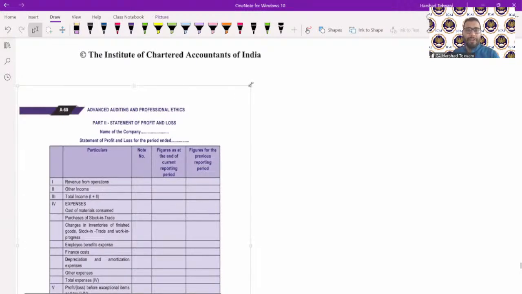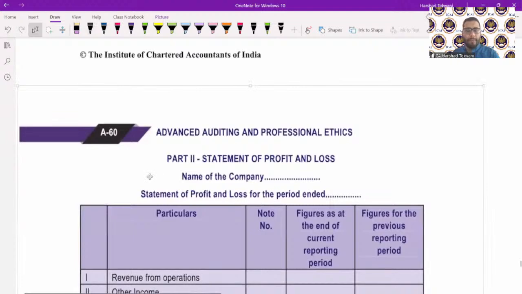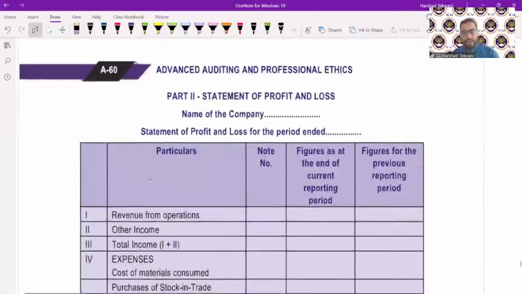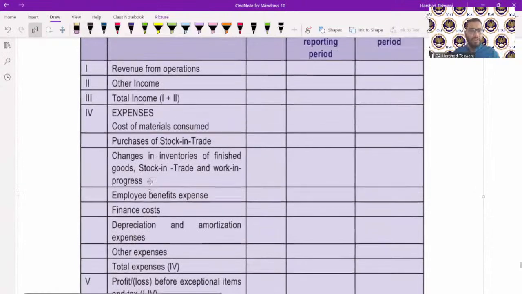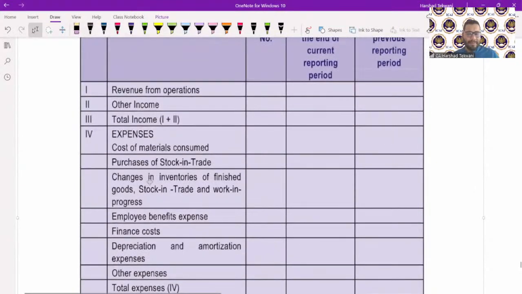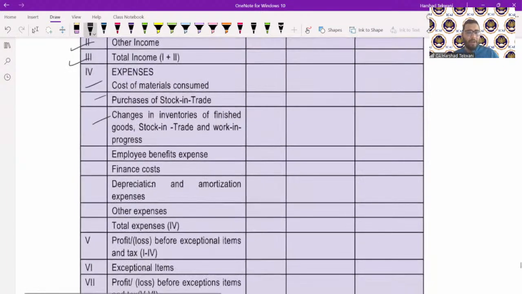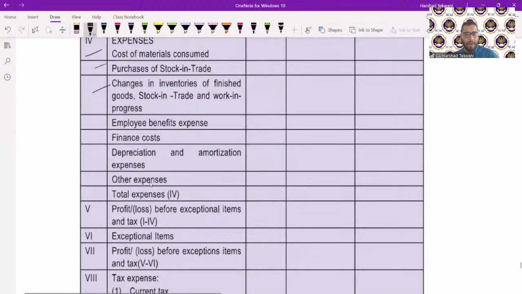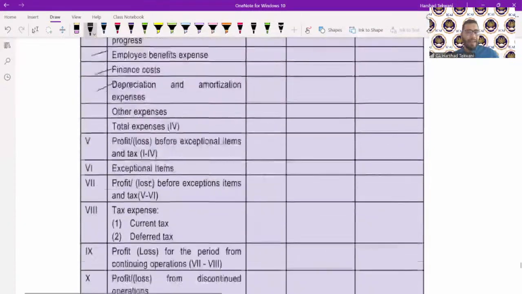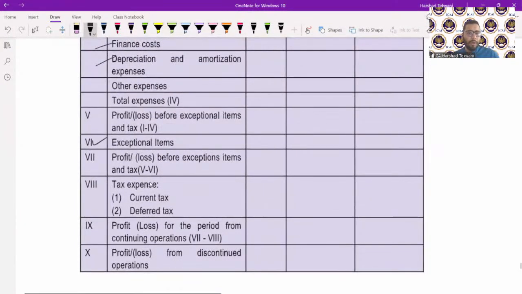Now part 2, which is the statement of profit and loss account, pretty much easy and on the same line we saw in division 1. There are a few changes. I will be discussing that. So revenue from operations, other income, then total income, then expenses. We saw cost of material consumed, purchase of stock in trade, changes in inventory of stock in trade, finished goods and work in progress, employee benefit, finance cost, depreciation, then exceptional items, profit before exceptional items and tax.